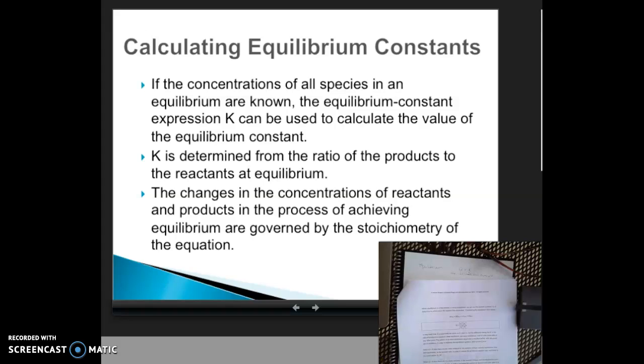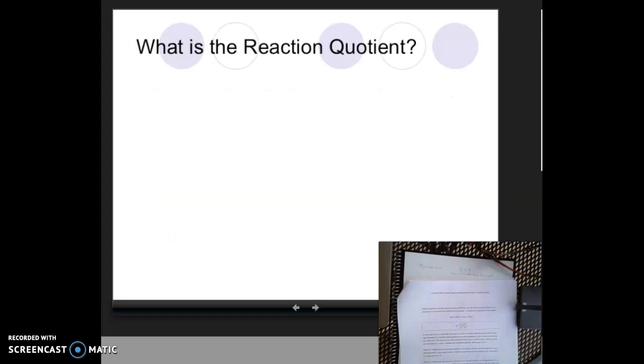Let's review what we've learned so far. You can calculate K as the ratio of the products to the reactants raised to their powers that come from the coefficients from the balanced reaction. As long as you know the stoichiometry of the equation, you can write an expression for the equilibrium constant. But what if it's not at equilibrium?